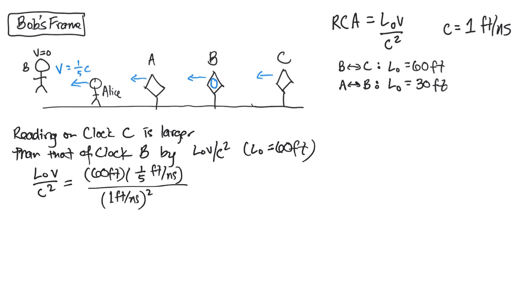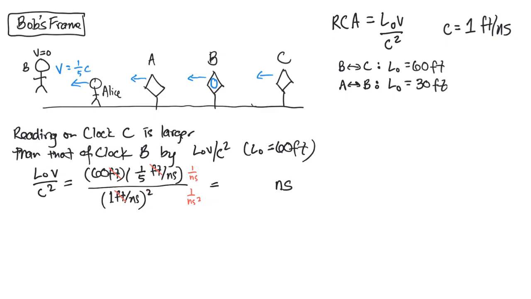squared. If we now look at the units, we have feet times feet divided by feet squared. So feet will cancel. And if we also look at the units of time, in the denominator we have 1 over nanoseconds squared, and in the numerator, 1 over nanoseconds. When you take that ratio, you're going to get nanoseconds to the first power.